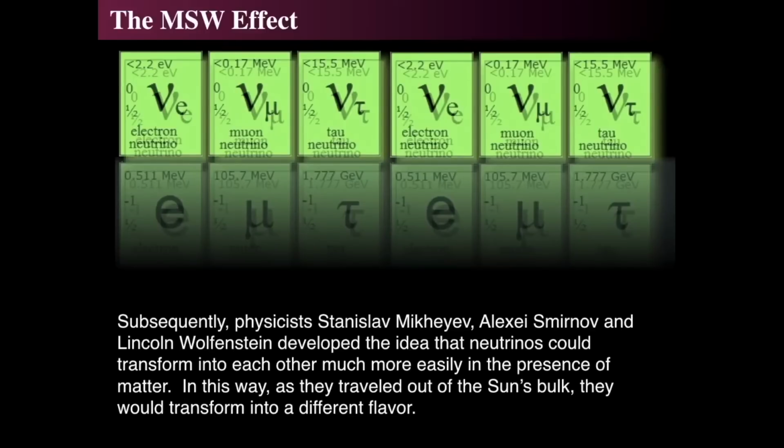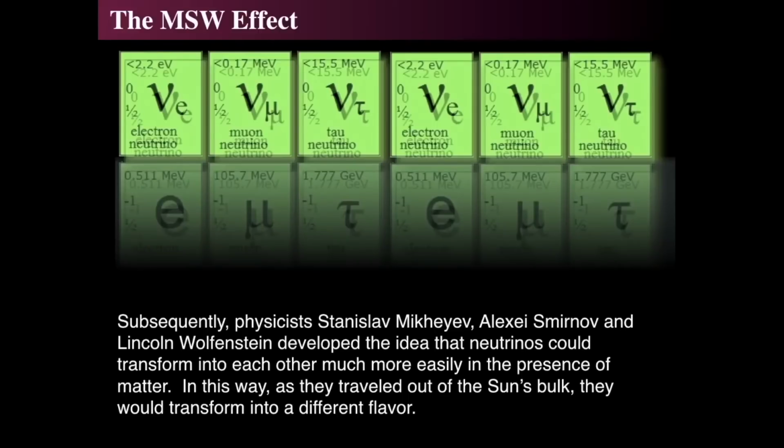And the sun's really big, with a huge amount of mass, so it's possible that as the neutrinos leave the sun, they would transform: an electron neutrino would transform to a muon, or a muon to a tau, or a tau back to an electron neutrino. So they would all transform into each other.